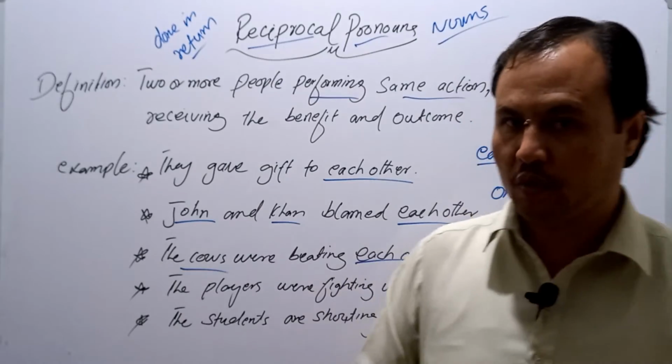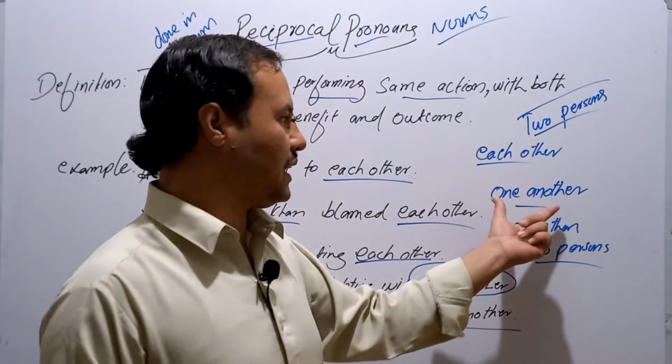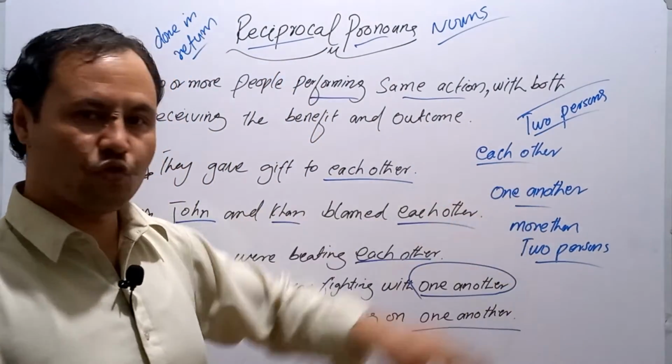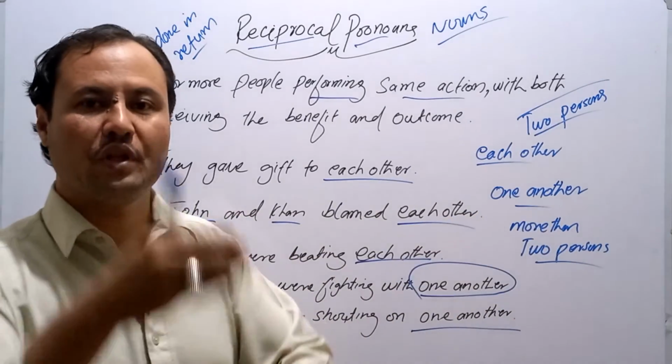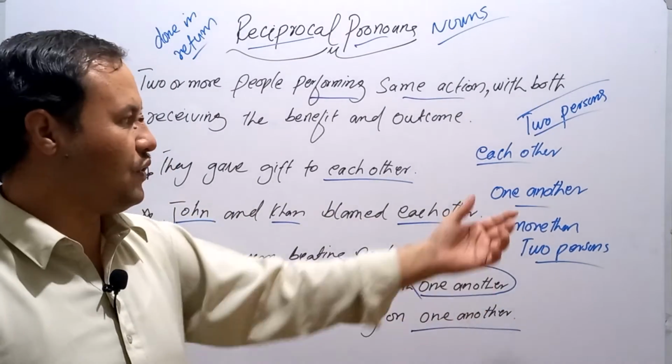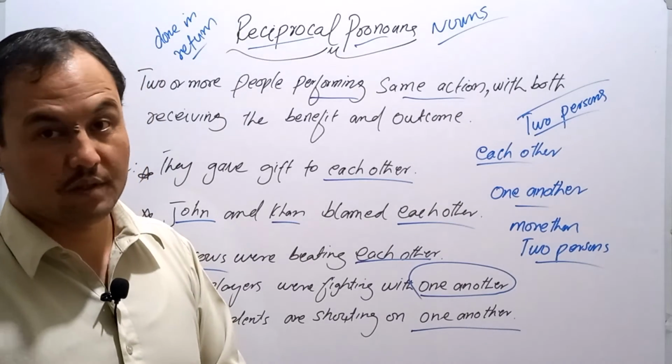So there are only two reciprocal pronouns. One is each other, the next one is one another. Each other is used for two persons. One another, if it is more than two persons performing the same action, then we use one another. So these are the reciprocal pronouns.